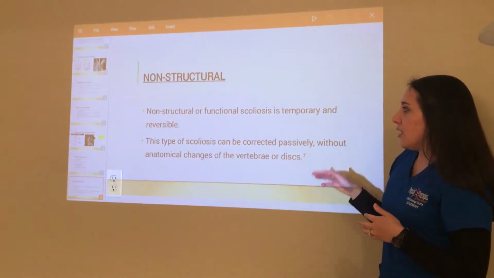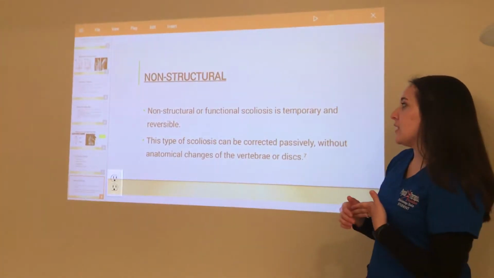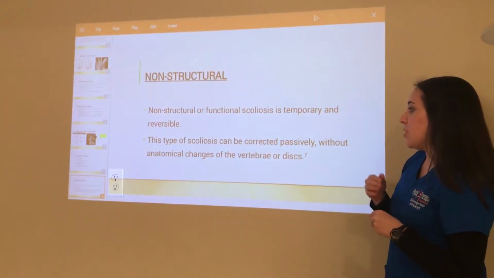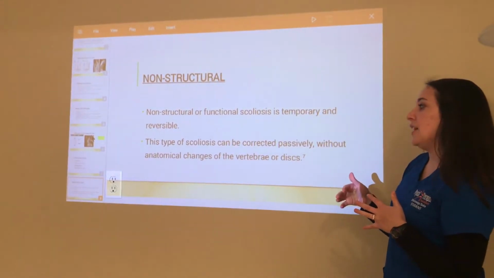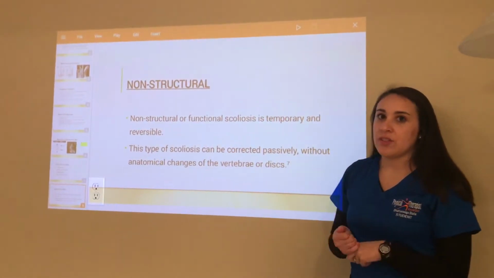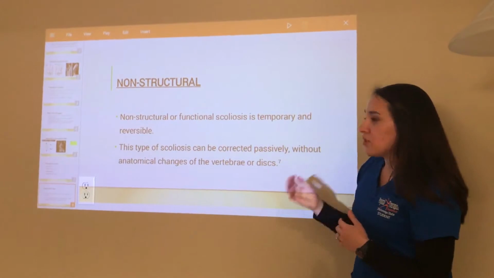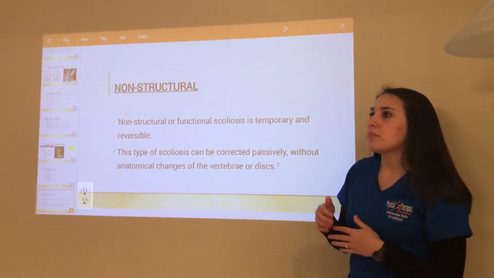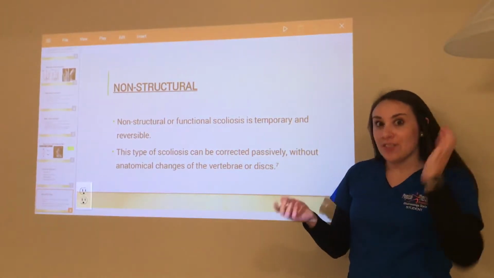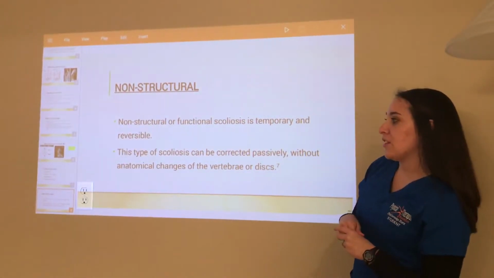Non-structural scoliosis, also termed functional scoliosis, is temporary and reversible. This type of scoliosis can be corrected passively without any anatomical changes to the vertebra or disc, and by that I just mean without surgical intervention. Non-structural scoliosis can be treated with bracing and passive movement, so physical therapy, working with individuals, and stretching in different ways.